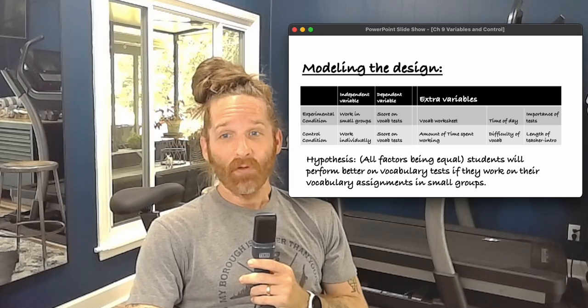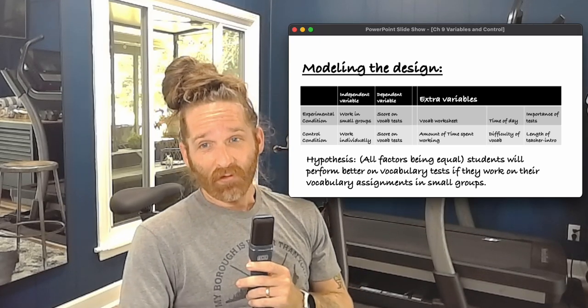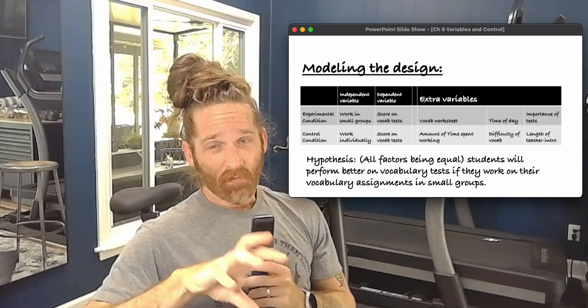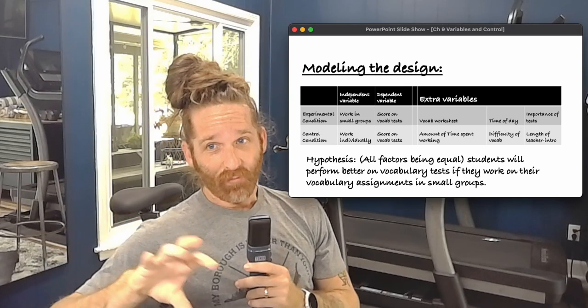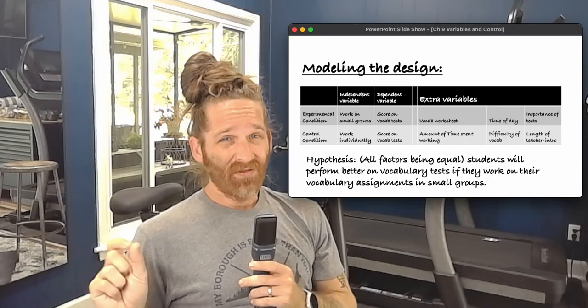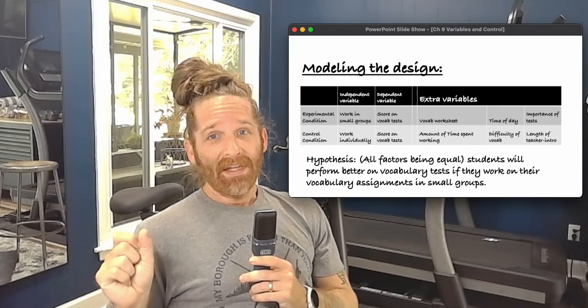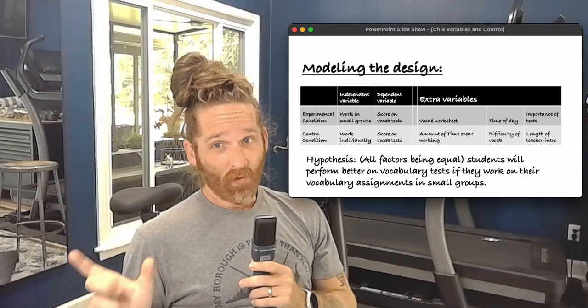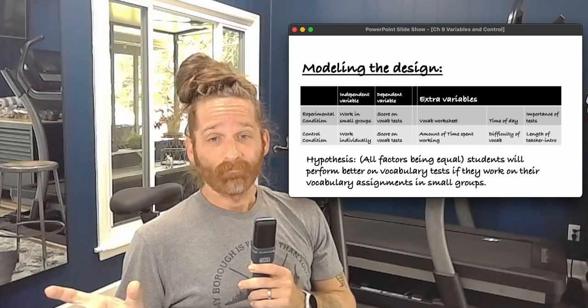How much time you spend introducing the vocabulary words. It could be the difficulty of the vocabulary words. Chapter 1 words might be simple, and then chapter 2 might be a step up in difficulty. Ultimately, all of these are potentially confounding variables, and in an experiment, you want to control those. And in a quasi-experiment, you want to control as many of those as possible.